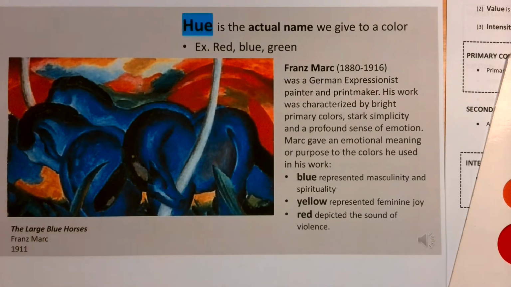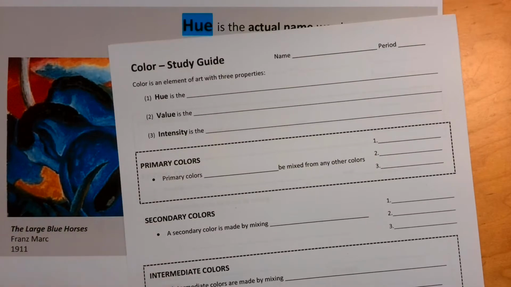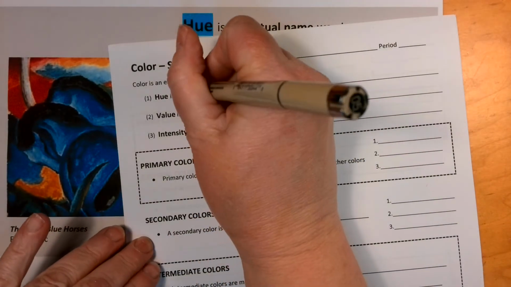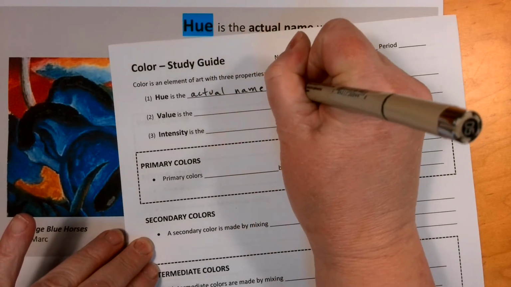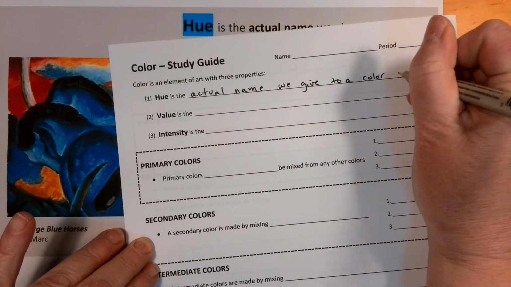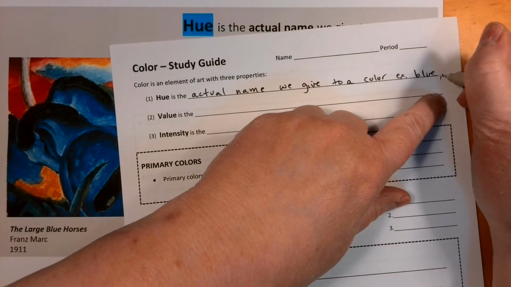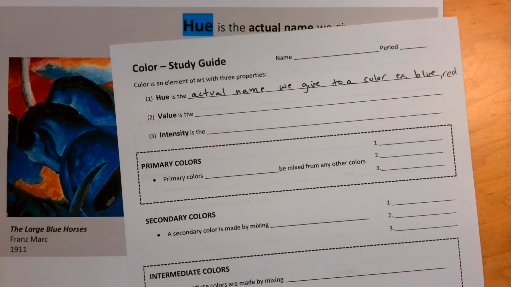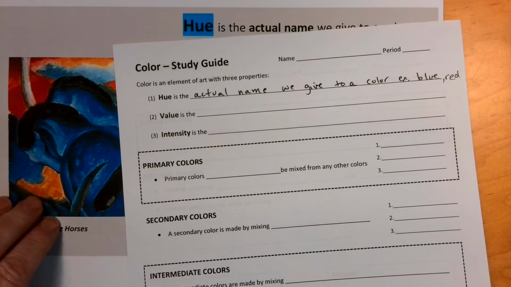So let's get started with our actual color study guide. Hue is the actual name we give to a color. So on your study guide, where it says hue is the actual name we give to a color, an example would be like blue or red. So you need to list some examples there. And so we use the word hue interchangeably with the word color.